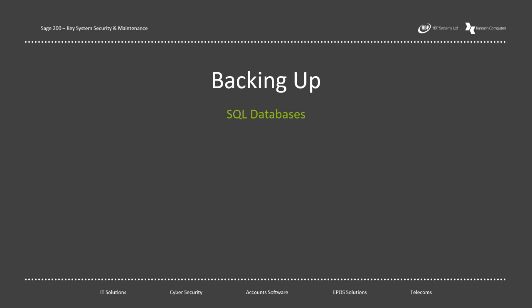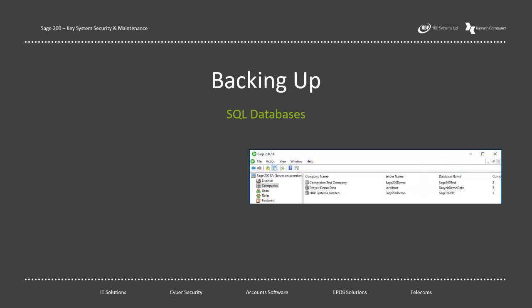It's in one little container, as they're called. And you can find out where that is if you're an admin user by going into system administration, as we saw earlier, and going into the companies option. And in there, it gives us the server name and the database name. So my HBP company that we've been logging into is on Sage 200 demo, and it's Sage 2020 R1, and it's company number 1 in my dataset.